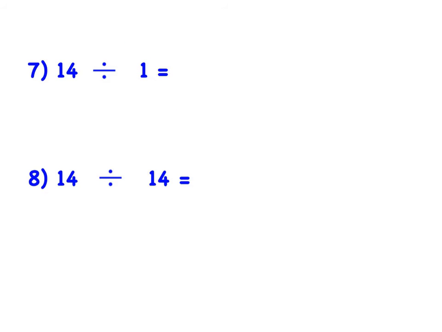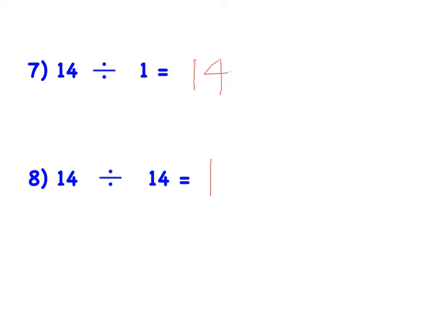Okay, these two problems I've included because a lot of people get them confused. So I want you to take a moment to think to yourself what the correct answer would be for these two problems. Pause the video if you need to. All right, any number divided by 1 is the same number itself. So number 7 is 14, okay? And for number 8, any number divided by itself is 1, okay?